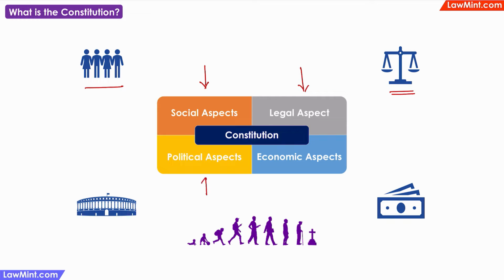The Constitution also has political aspects. For example, it outlines how the overall system of democracy in India should function. It also has economic aspects. For example, it gives the right to citizens to practice any profession or carry on any occupation, trade or business. And it also gives the power to the government to levy taxes. In short, you can say that the Constitution affects every aspect of our life, from birth to death.